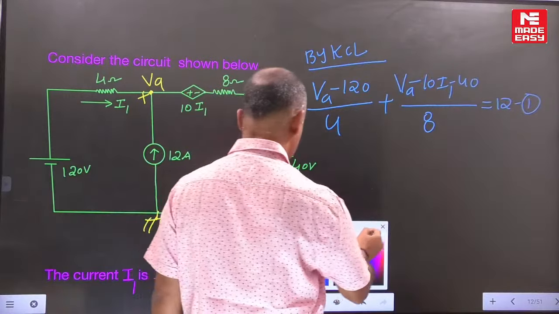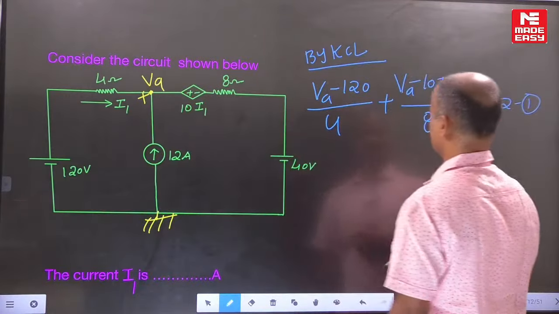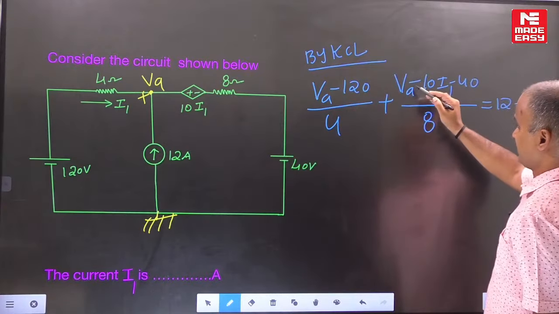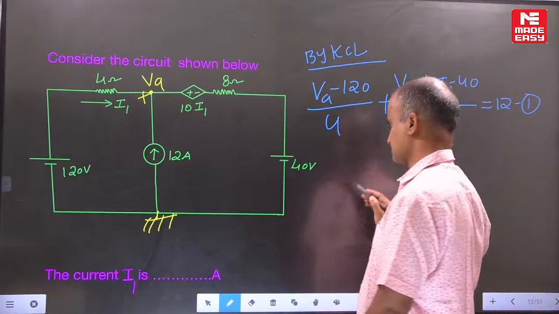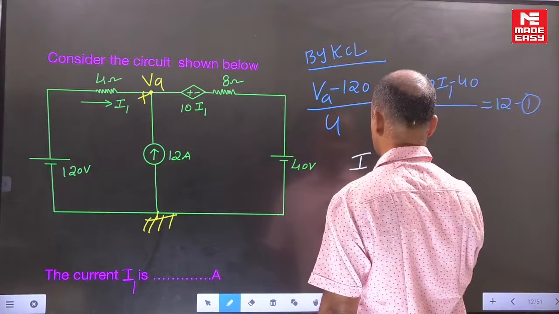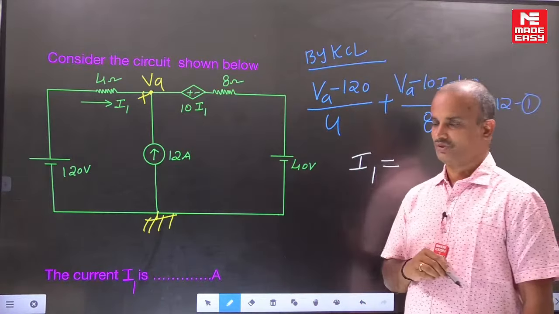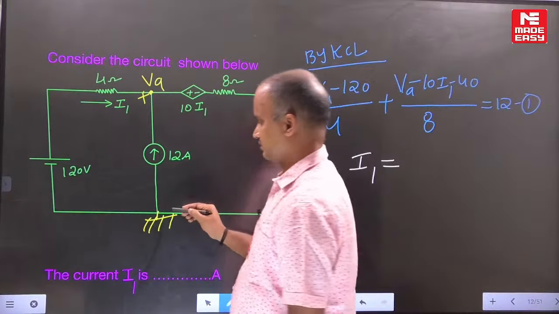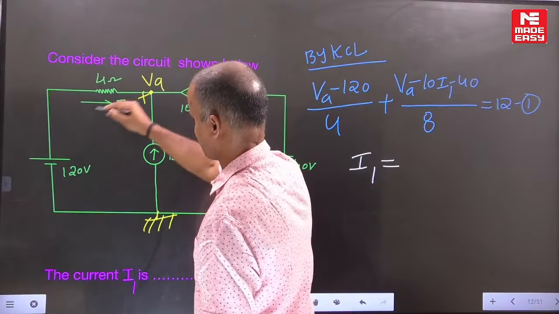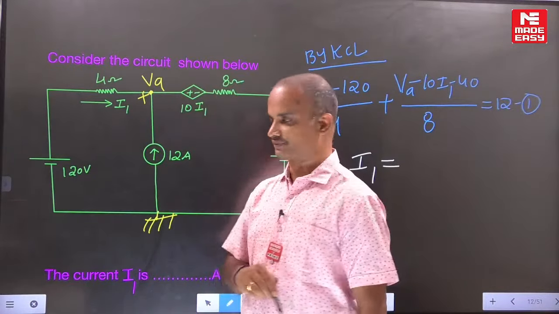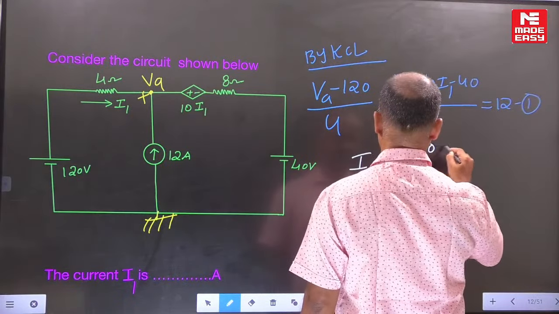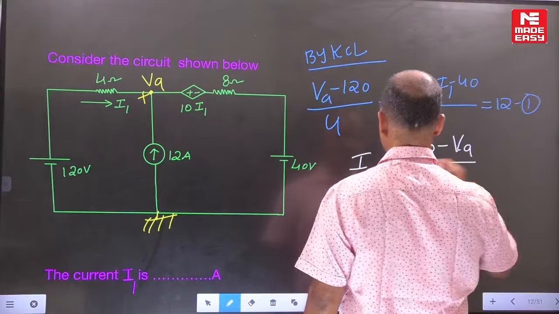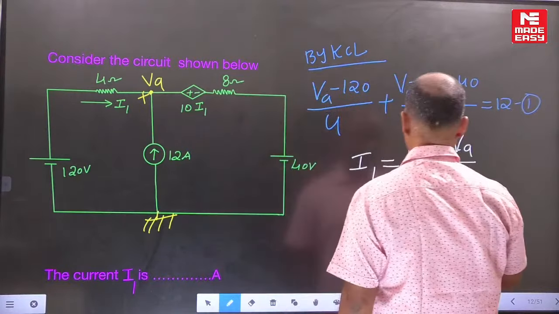Now come to one more unknown. How many unknowns are there? One is VA. What about the other? It is I1. Let us see the I1 equation. The direction of I1 given is upwards. Plus plus, similar polarities, subtraction. We can write 120 minus VA, with the corresponding resistance of 4 ohms.